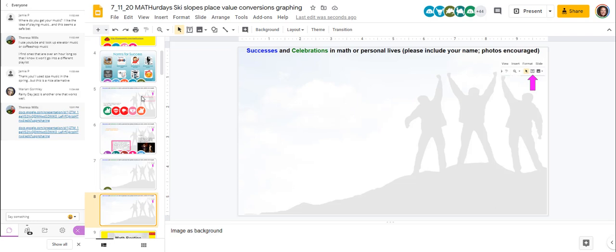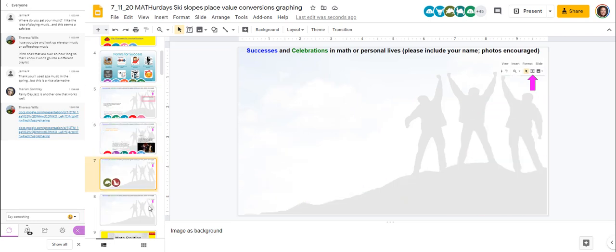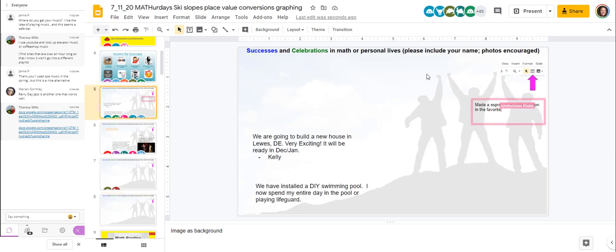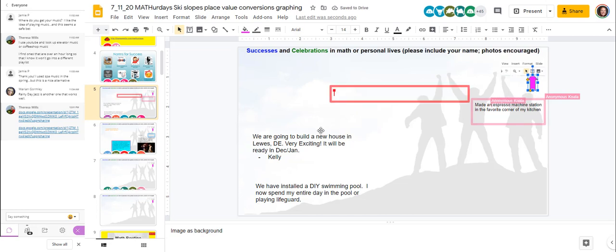Alrighty, let's get you interacting. On slides 5, 6, 7, and 8, you can pick a slide. You are going to add a text box and tell us what you're celebrating. What successes are going on in your life? The text box is up on your toolbar. It looks like a T with a little box around it.